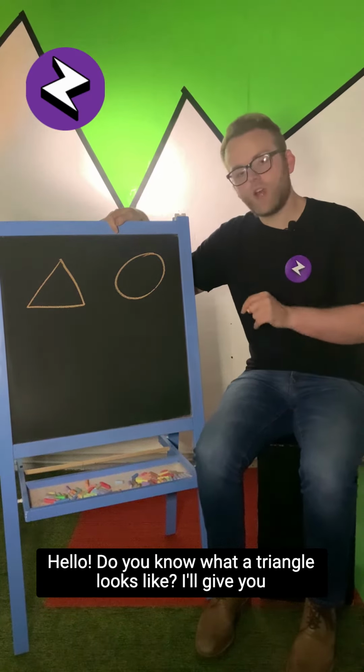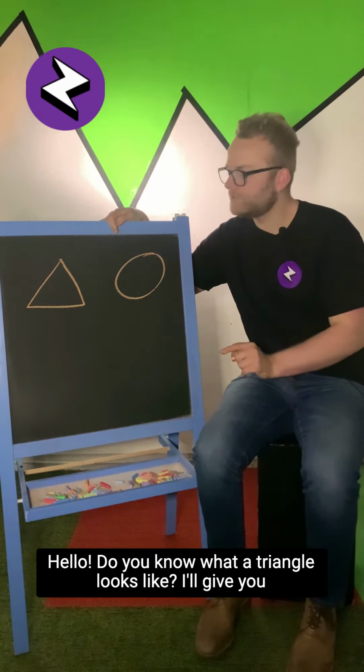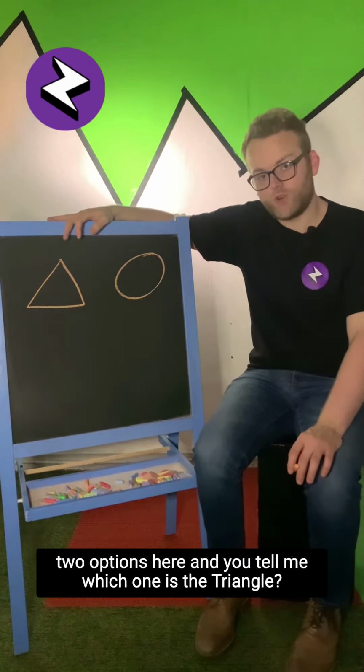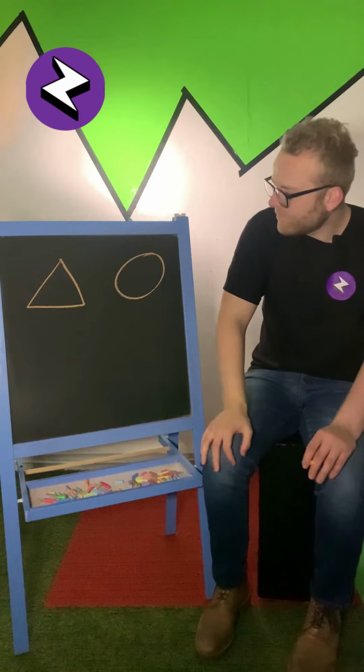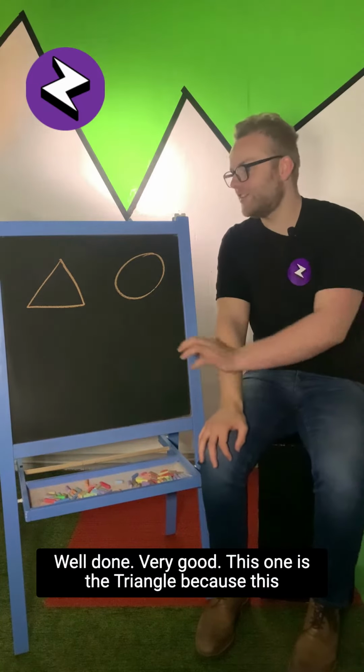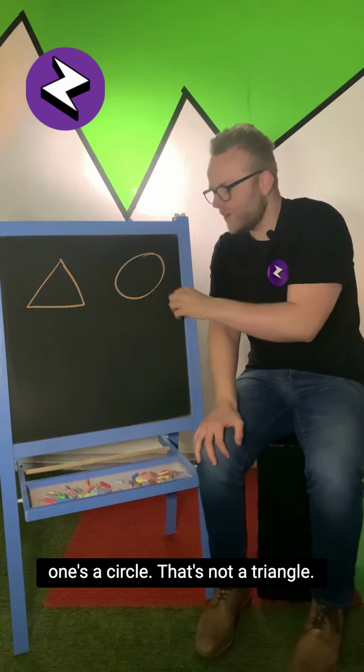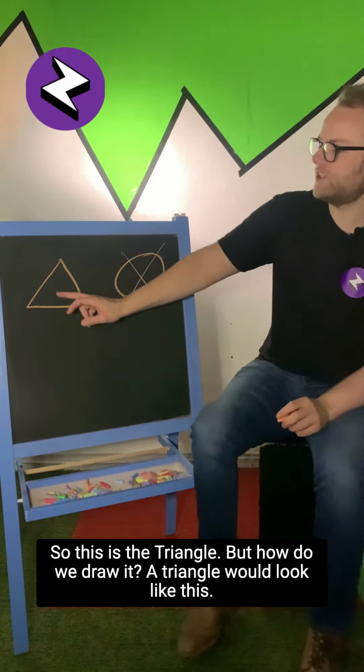Hello, do you know what a triangle looks like? Okay, so I'll give you two options here and you tell me which one is the triangle. Well done, very good. This one is the triangle because this one's a circle. That's not a triangle. Okay, so this is the triangle.